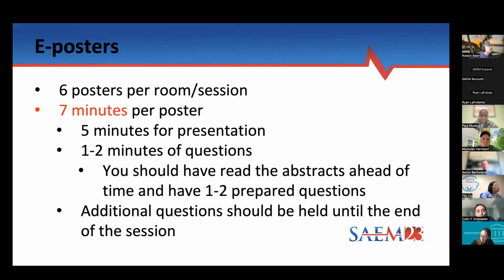It's an issue that there are going to be some posters that are more popular than others, or that generate more discussion than others. So there might be some posters that, you know, you can't stop the questions. And then there are going to be others where you need to use your 1 to 2 prepared questions so that there isn't this awkward silence afterwards.